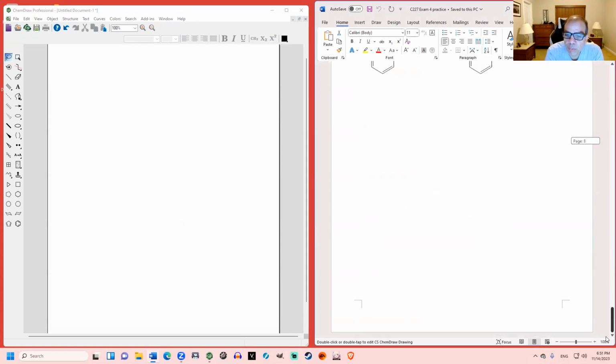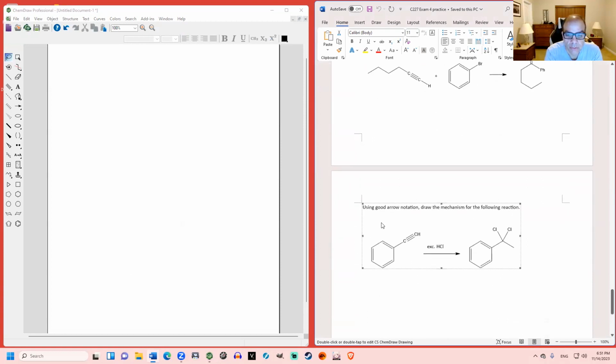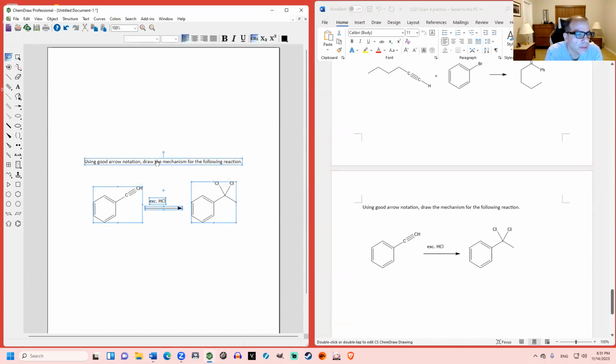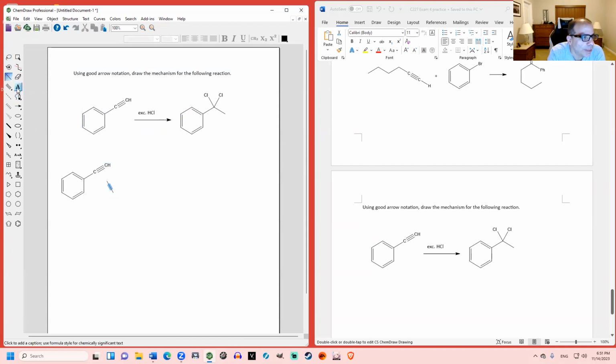Actually, if I recall correctly, there's one more mechanism problem at the very end. We might as well take care of it also. So here we have treatment of phenylacetylene with HCl. We'll have at least 2 equivalents. Alkynes add hydrogen halides just like alkenes do, except the reaction happens twice. So the mechanism is the very same things we talked about in chapters 6, 7, and 8.